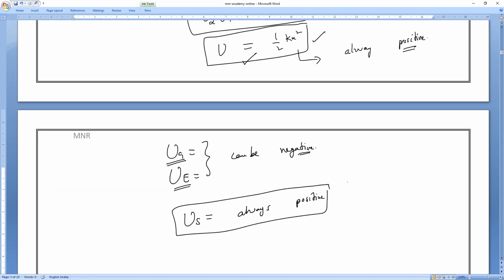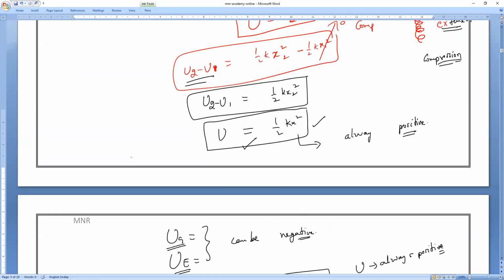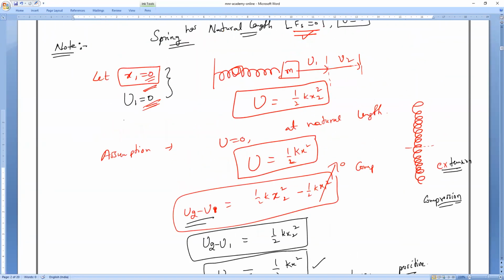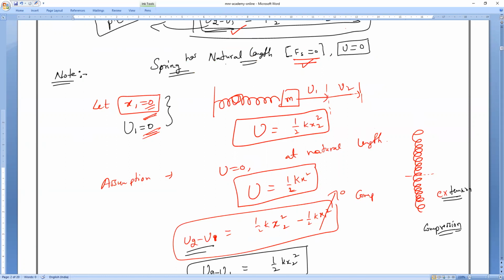This is most important. So U is always what? Positive. Understanding? So if we assume U is equal to 0, can anybody tell me when the initial X will become 0? Assumption. I already told you here. See that when it becomes 0, the spring has what length? Natural length. U is also equal to 0.